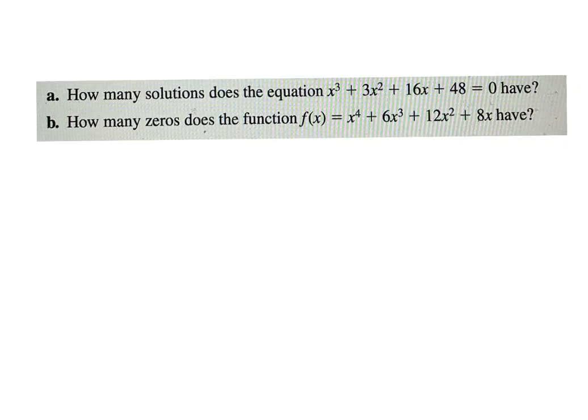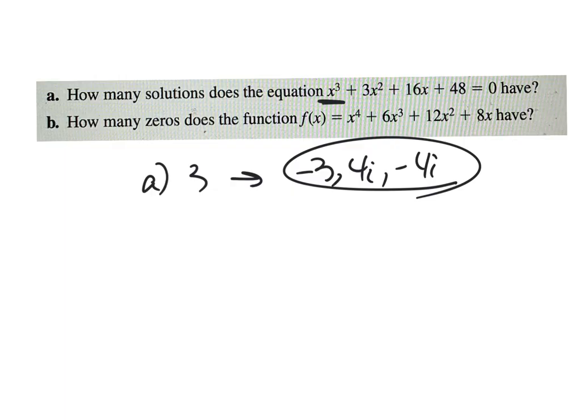All right, let's try. The first one here says, how many solutions does this first one have? Well, because the degree is 3, it actually has 3 solutions. Now let me show what they are. I went ahead and solved it, and the solutions were -3, 4i, and -4i. Now it has 3 because we could include imaginaries.